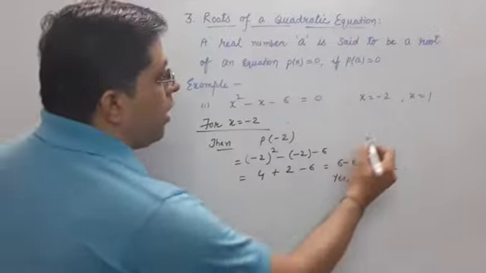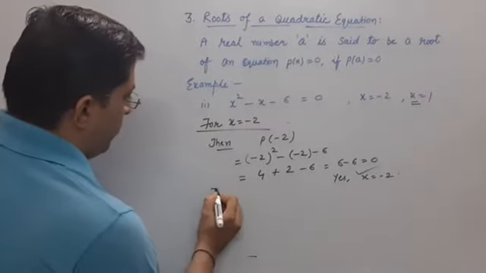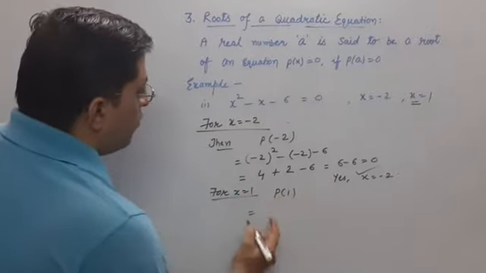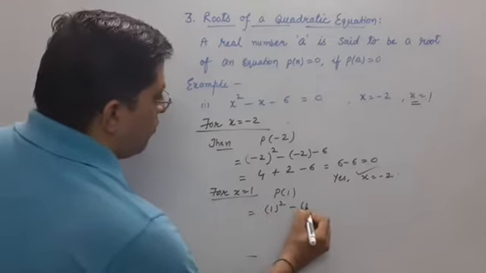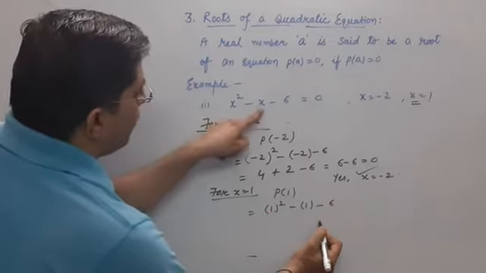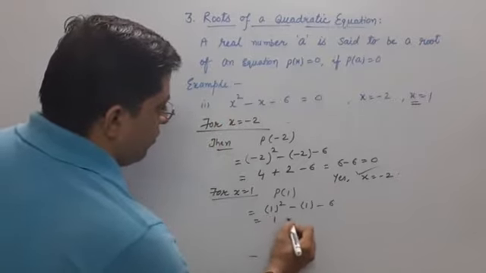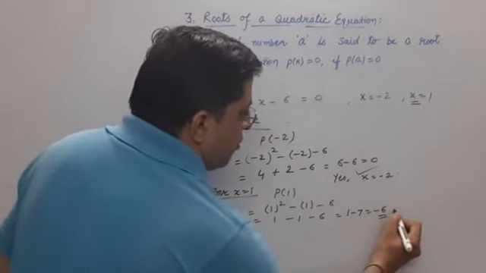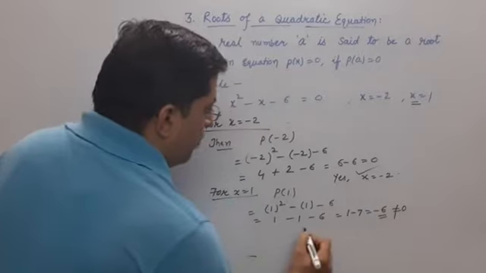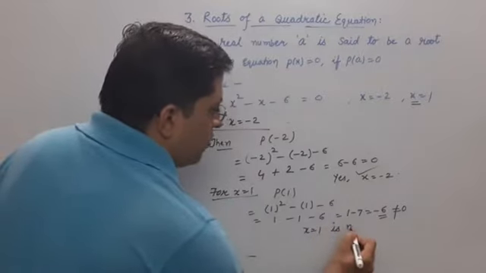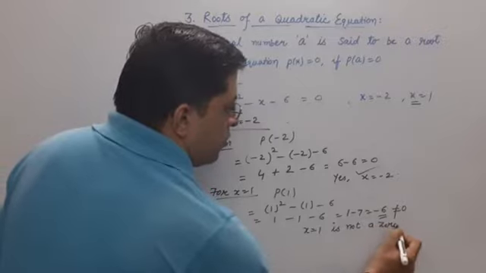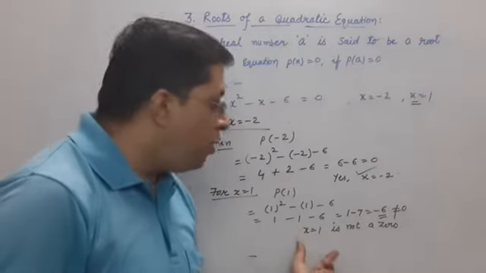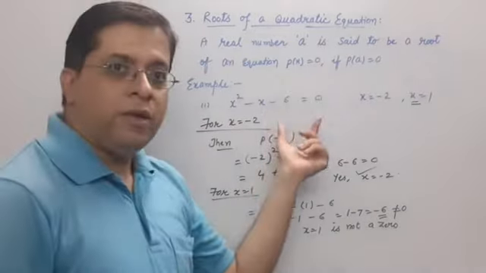Come on, for checking x equal to 1. For x is equal to 1, check it, P of 1. Put here 1 square, 1, then 6. I am putting 1 here, then 6. 1 minus 1 minus 6. See, 1 minus 7 again coming minus 6. But this is not equal to 0. So we can say x is equal to 1 is not a zero of it, or in other words, x is equal to 1 is not a solution of this quadratic equation.